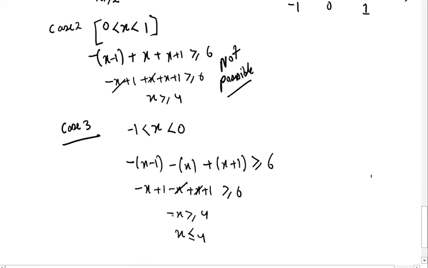Now tell me what is the answer? Here x should lie between -1 to 0. -1 to 0, and it is x should be less than 4. Right? So what should be the answer? Tell me. What should be the answer?